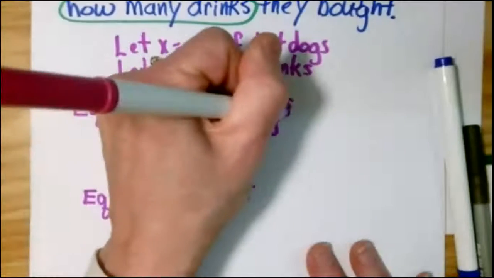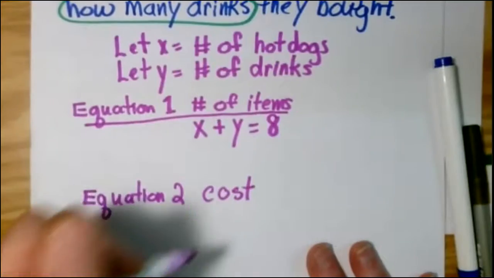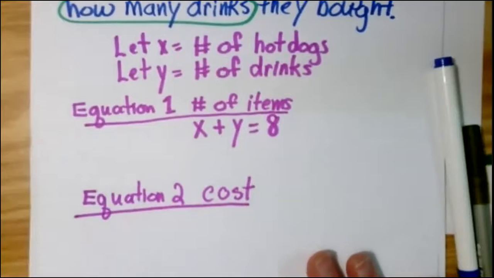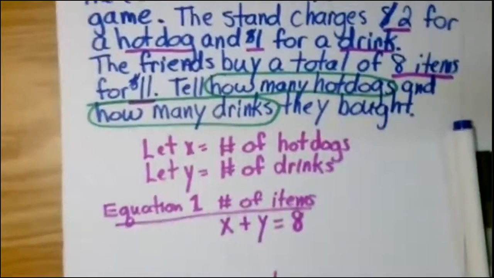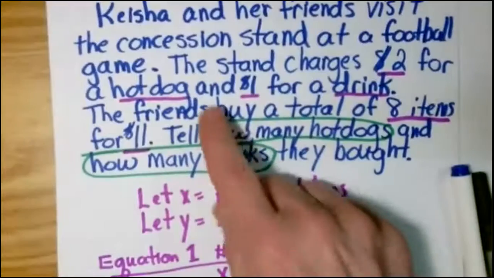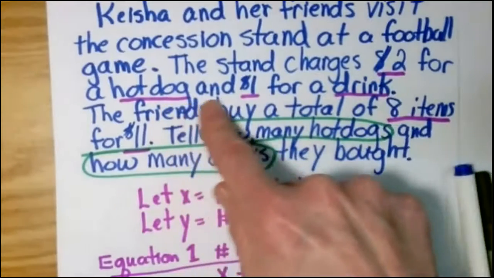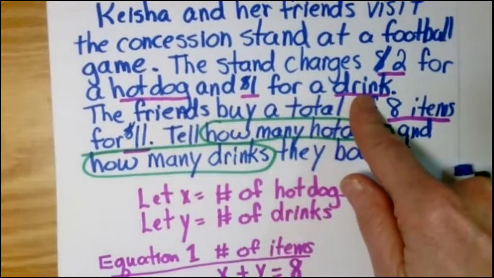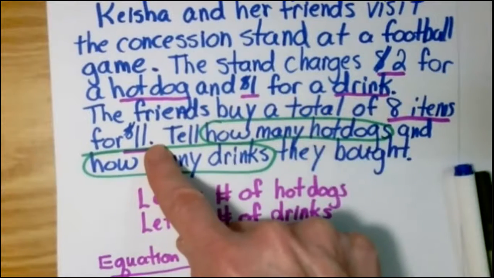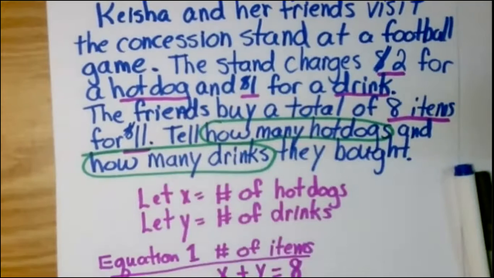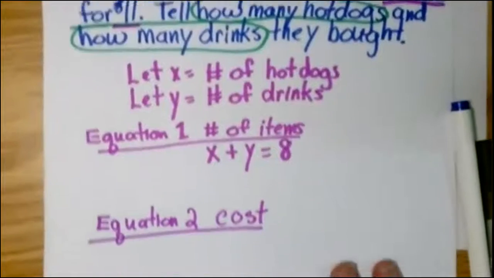Okay, so equation 1 represented the number of items. Equation 2 is going to represent the cost. If we go back up to the word problem, it tells us it charges $2 for a hot dog and $1 for a drink. And then it also gives us the total cost of $11. So let's move down again.